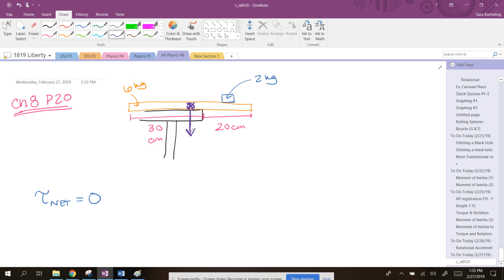And so I'm going to say that's the force of the earth on the board. Okay? And that's acting 5 centimeters from the edge of the table. Does that make sense to everybody? Okay, that's one force. Any other forces acting on this system?